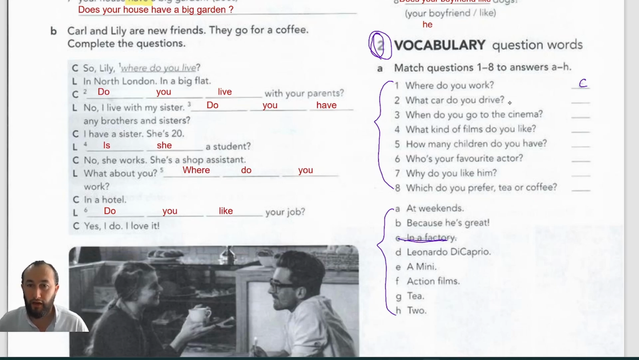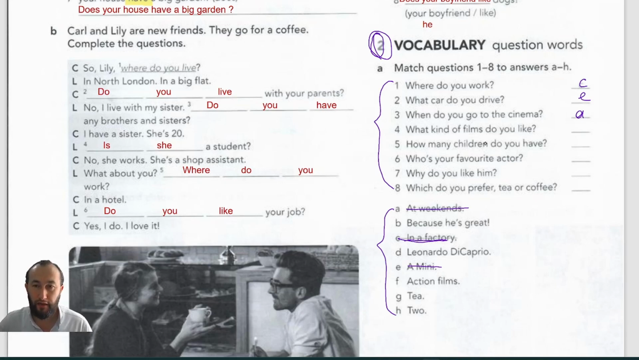What car do you drive? So that will be a Mini. It's a type of car. So we're going to put E here. And when do you go to the cinema? Okay, it's about time, right? Time or day. So that will be at weekends. So it makes sense to go to the cinema at weekends. So we're going to go for A.